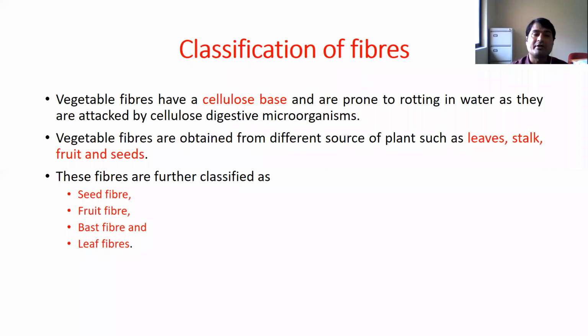How? Because of the attack by cellulose digestive microorganisms. So microorganisms will act on the cellulose and they will degrade or decompose the cellulose fiber. That's why the shelf life of vegetable fibers is less compared to synthetic fiber. Understood?